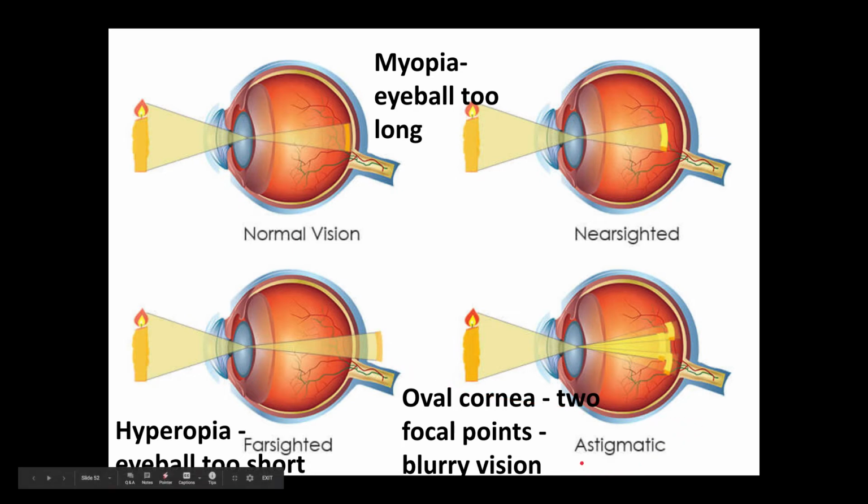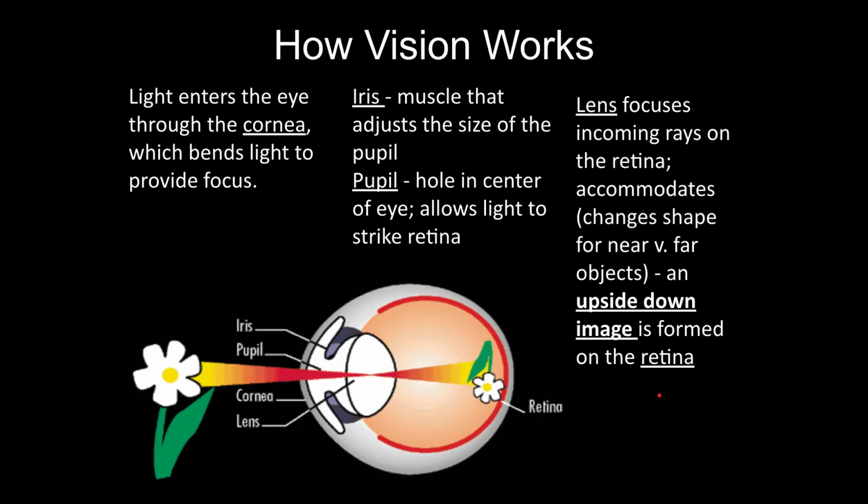For those of us with astigmatism, it means that our cornea is oval shaped, and that results in two focal points, which makes our vision blurry in some cases. I know that in my contacts, at least the early contacts that I wore, they actually had a weight on them, like an undetectable weight, but a weight nonetheless, that would always keep the lens in the same position on my eye so that it could correct for my astigmatism.